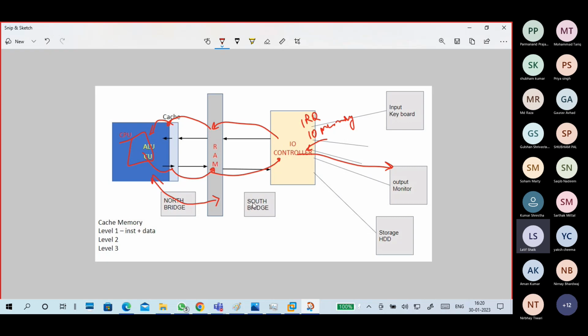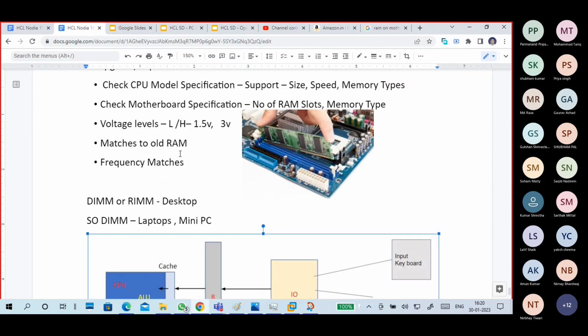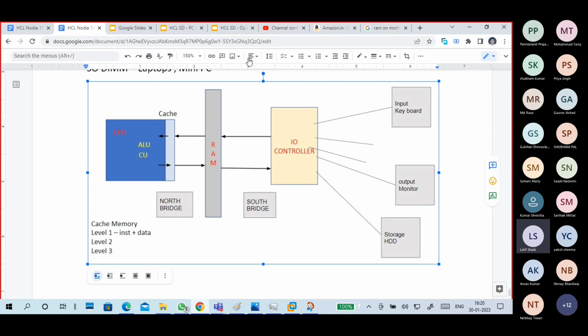What about the south bridge? The south bridge takes care of communication between your RAM, your I/O controller, and peripherals like keyboard and monitor. Sorry, my mind is not working at all. So what is the north bridge? It controls the communication between CPU and RAM. What is the south bridge? The south bridge controls the communication between RAM and other peripherals. So this is the south bridge, and this is some part of your RAM.